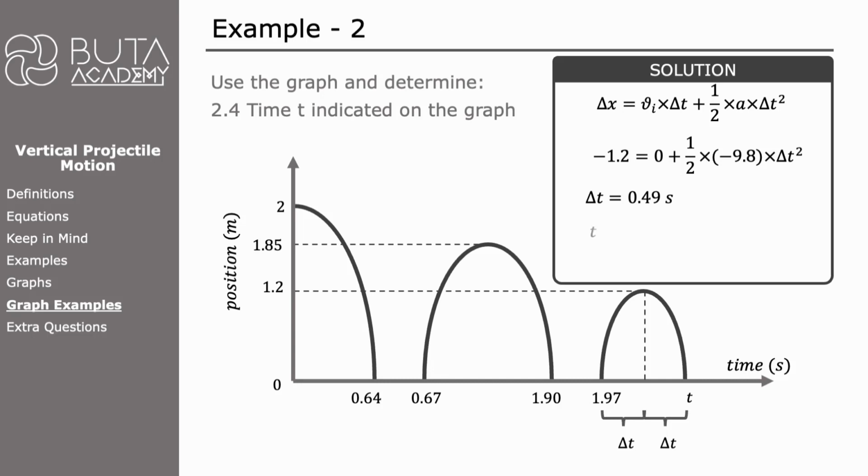By adding twice this value to 1.97, which is the time the ball bounces off the surface, we can calculate the time t. It is equal to 2.96 seconds.